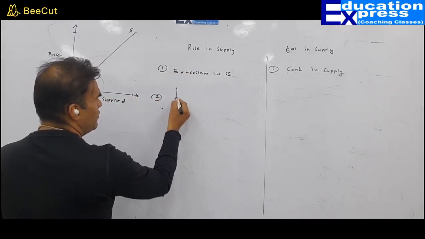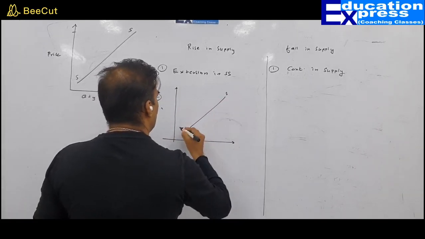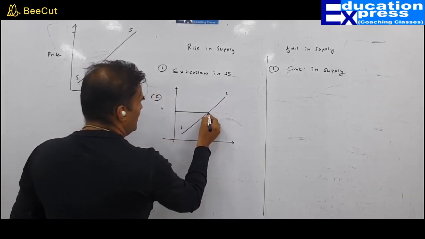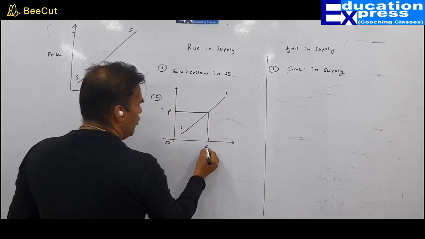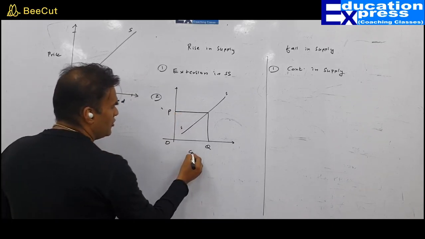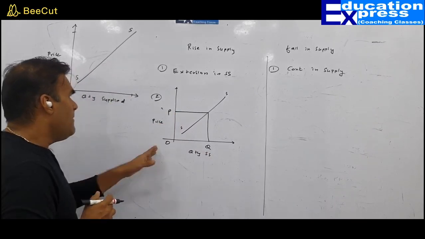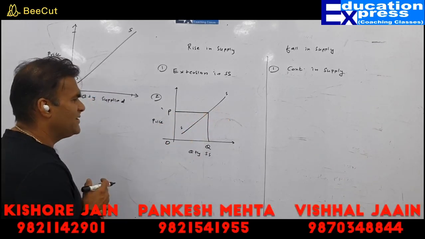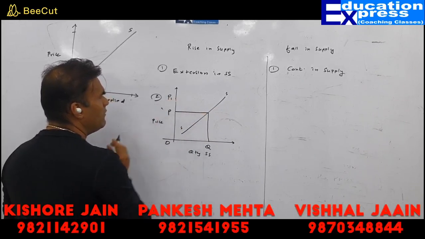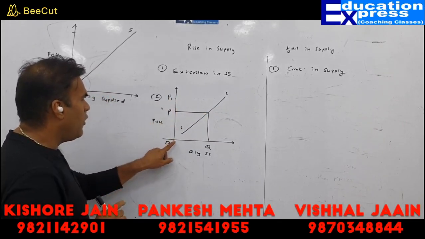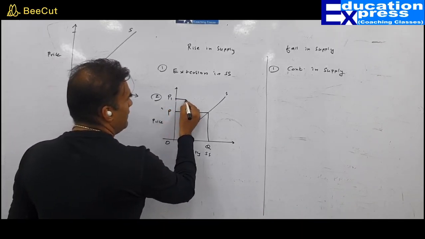How is it going to happen? Have a look over here. Suppose this is my supply curve, and I was in equilibrium. OP is the price, OQ is the quantity supplied. So this is quantity supplied and this is the price of the product. Now what if the price rises? Price is OP, price rises to OP1. See, there is a rise in the price from OP to OP1.